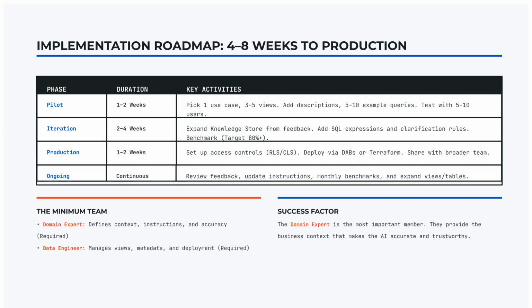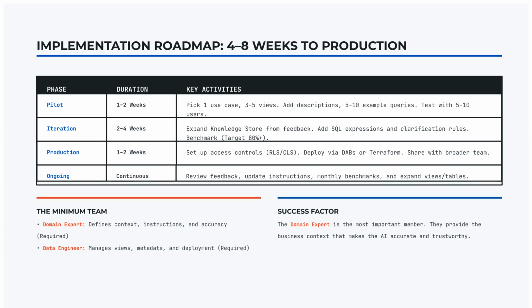Here's your practical 4 to 8 week roadmap to get Genie into production successfully. Week 1 to 2. Run a focused pilot with 1 use case and just 3 to 5 gold views. Add solid descriptions and 5 to 10 example queries. Test with a small group. Next 2 to 4 weeks. Iterate hard based on feedback. Expand the knowledge store. Add SQL expressions and benchmark accuracy.